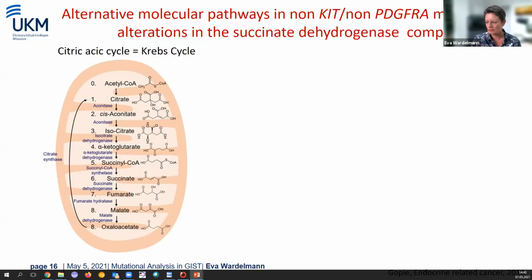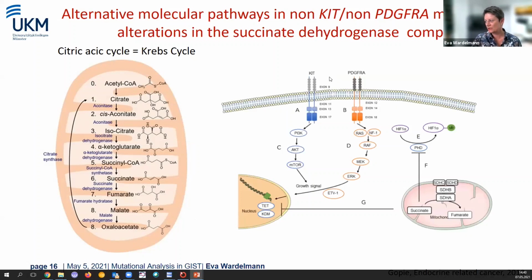If this enzyme, for any reason, is not working anymore, then you get an accumulation of succinate because it cannot be transformed to fumarate. And this is what happens in a significant proportion of GIST patients. And this is shown here. The normal activation loop is that we have KIT mutation leading to activation of this signaling pathway. For PDGF receptor alpha, we've got an alternative route. And then we've got this action with a succinate dehydrogenase complex, and we abbreviate that SDH because the other word, you cannot say it.